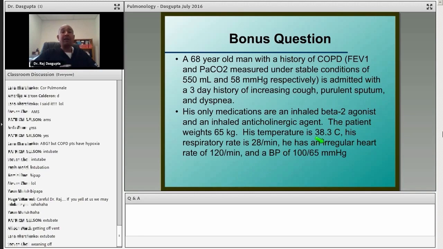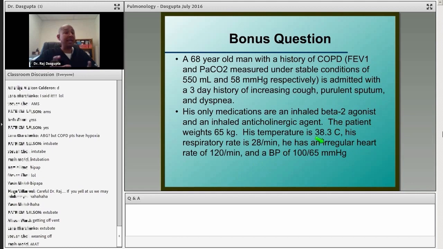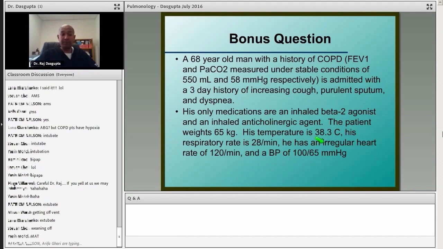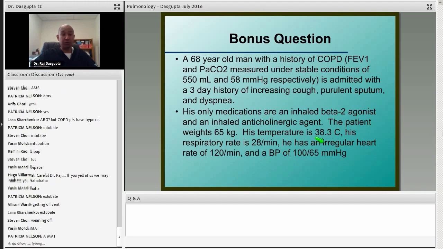Class, if you are a COPD patient and you say the words irregular heart rate, what's the very specific arrhythmia associated with COPD? Multifocal atrial tachycardia. It could be. I just wanted to throw it out there.